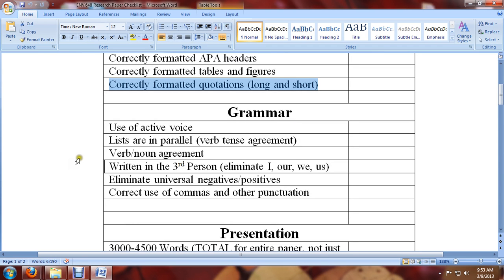Here are some grammar issues. Use of the active voice. Lists are in parallel, meaning your verb tense agreement, verb-noun agreement. It's written in the third person, so there shouldn't be any I's, ours, we's, or us's. Eliminate universal negatives and positives. Correct use of commas and other punctuation.